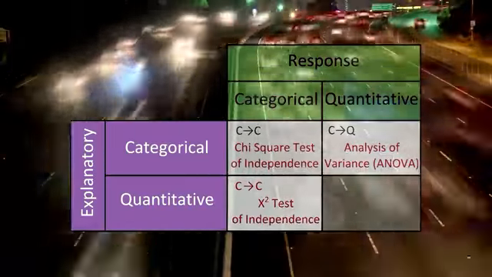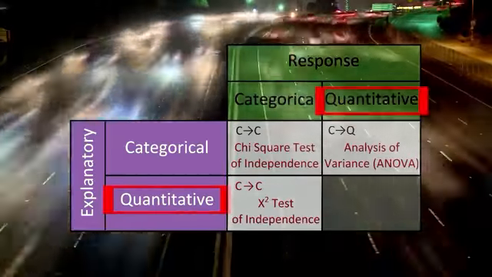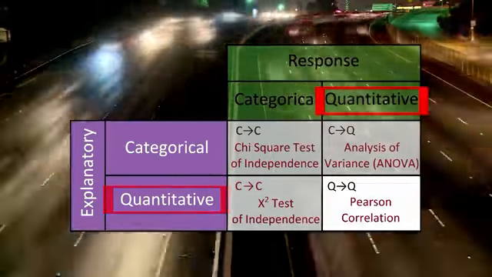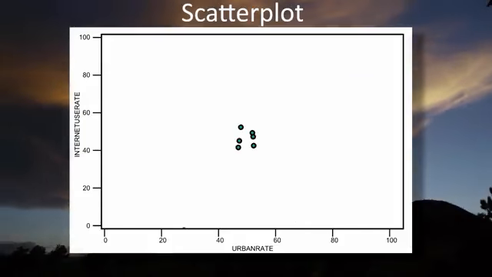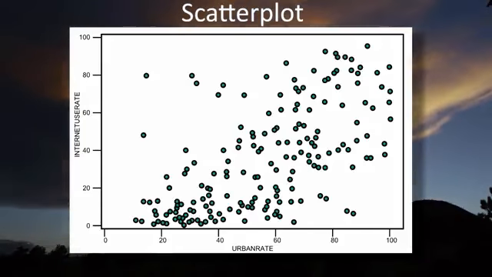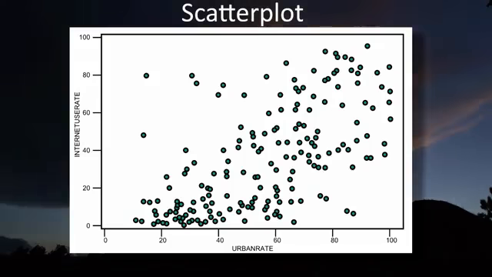The next inferential tool we're going to look at is used for examining the association between two quantitative variables, the Pearson correlation. We previously discussed that a scatterplot is the appropriate way to graph or visualize two quantitative variables when you want to examine the relationship between them.